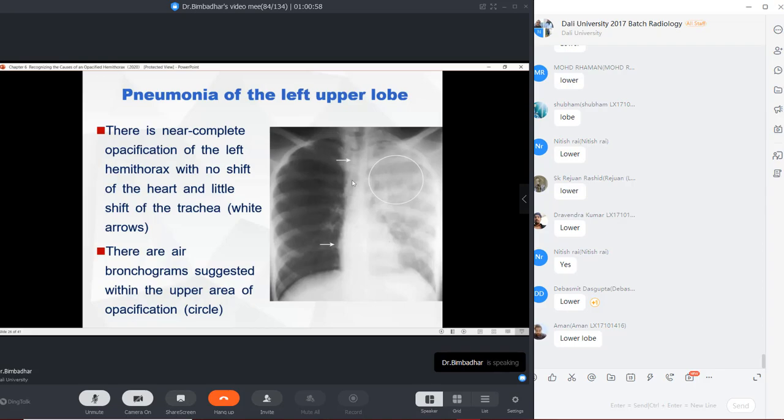But still I can see an opacity present down in the left lung. Now this clearly suggests to me that it is happening because of pneumonia. It is not happening because of atelectasis. It is not happening because of pleural effusion either, because in atelectasis and pleural effusion, there will be contralateral lung compressions. Yes or no? Is this concept clear now?